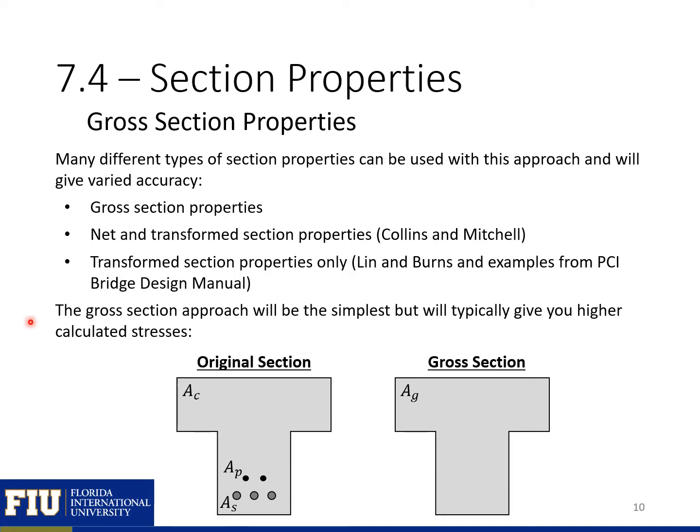The gross section approach is going to be the simplest, but it will typically give you some higher stresses. So if you use a more detailed approach, you can sometimes decrease your calculated stresses slightly.